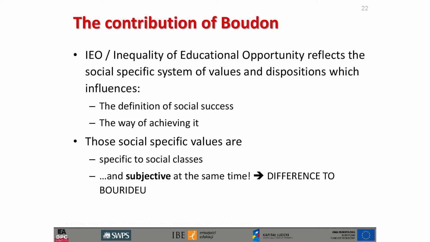The inequality of educational opportunity reflects a social-specific system of values and dispositions, which influences the definition of social success and the way of achieving it. And those social-specific values are specific to social classes, of course. But what is new with Boudon is that he's assuming that those social-specific values are also subjective at the same time. So this is his difference to Bourdieu. He's assuming that subjective perception of reality plays a role in building these values.